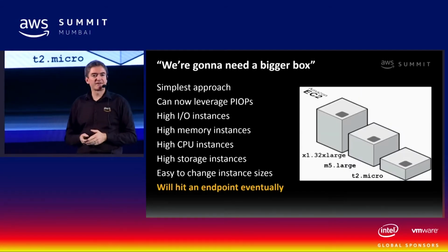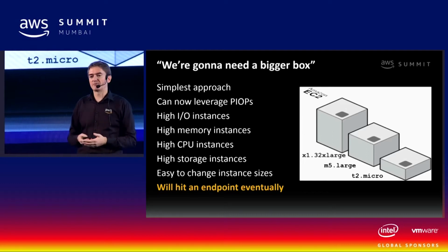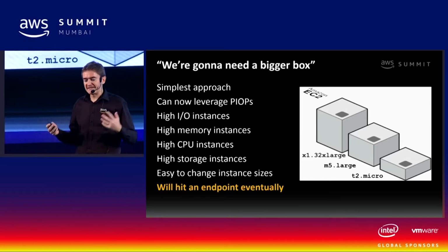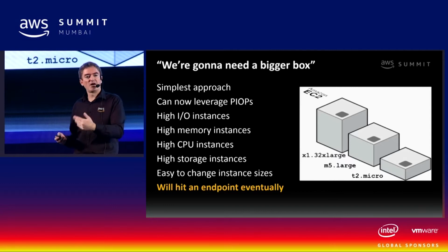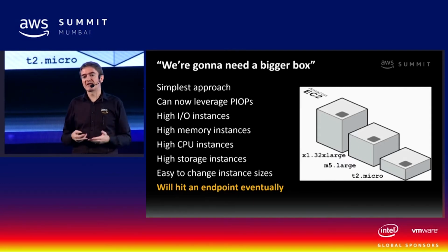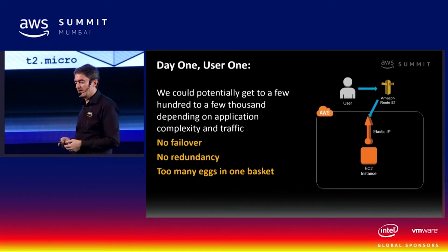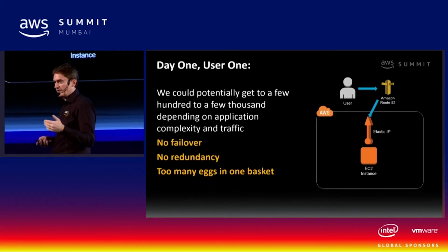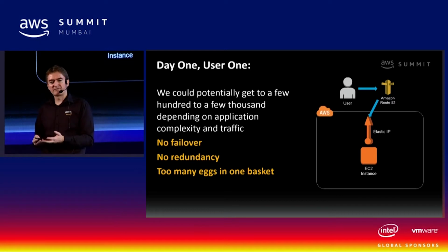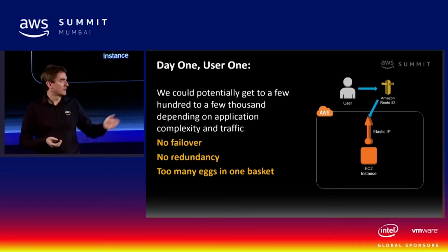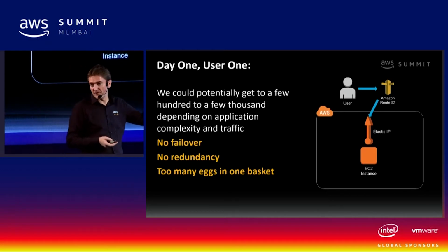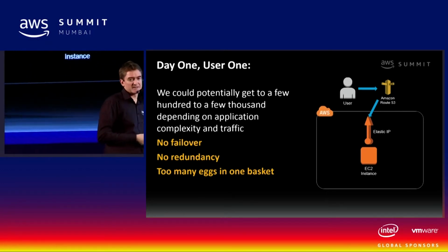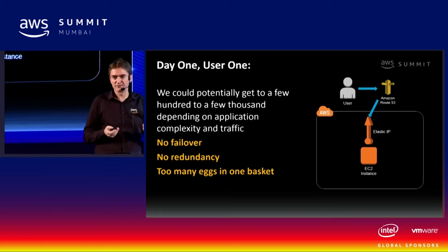So eventually you're going to say, right, well, we've got users coming in now, we're going to need a bigger box. But at some point, even though we've got a lot of different instances, you are going to hit a limit, and you're not going to be able to scale past that point. So then we look at this and we say, right, we know we've got this box, we can get a bigger box, but we've got other issues as well. No failover, no redundancy, and too many eggs in one basket. So what are you going to do at this point?